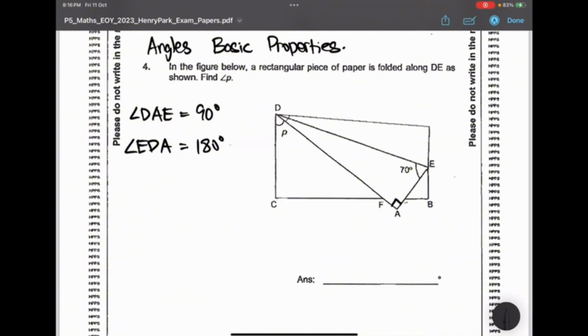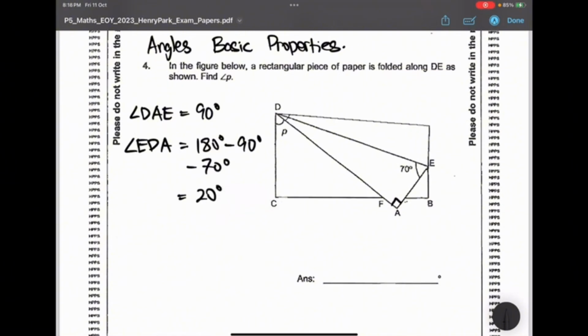If angle DEA is 70 degrees, I can find angle EDA, and that would simply be 180 degrees minus 90 degrees minus 70 degrees, and that would give me a total of 20 degrees. And the reason why I know this is because of angle sum of triangle. They add up to 180 degrees. So I immediately know now this angle is 20 degrees.